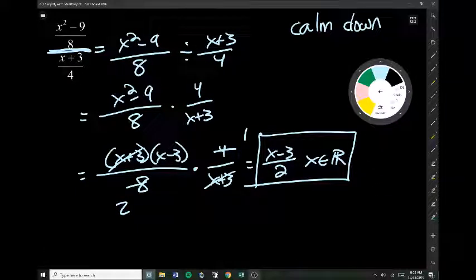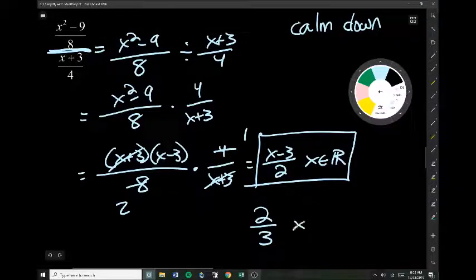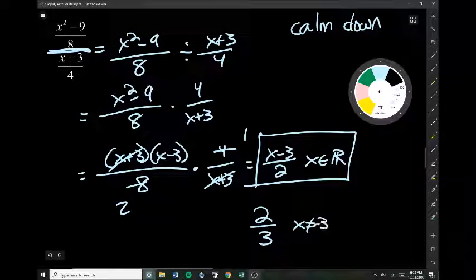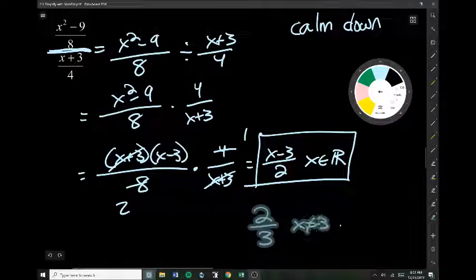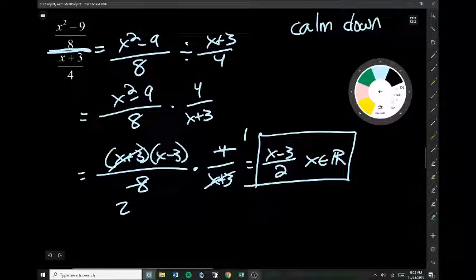There's nothing that it can't be because there's no way to make the bottom equal 0 if there is no x on the bottom. Like, think about all the times in your life you've written 2/3. You've not all of a sudden said x can't equal negative 3, because that's nonsense. If there's no variable in the bottom, nothing has to be excluded.